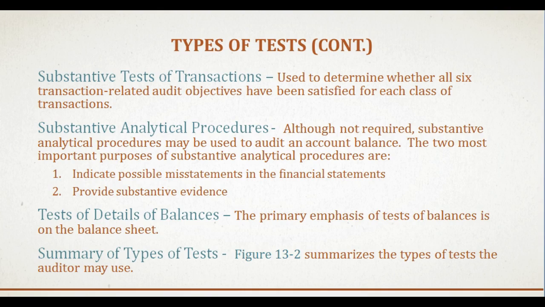The second type of further audit procedure we will discuss is substantive test of transactions. Substantive test of transactions is used to determine whether all 6 transaction-related audit objectives have been satisfied for each class of transactions. Although not required, substantive analytical procedures may be used to audit an account balance. The 2 most important purposes of substantive analytical procedures are to indicate possible misstatements in the financial statements and to provide substantive evidence for the audit. The primary emphasis of the test of balances is on the balance sheet.